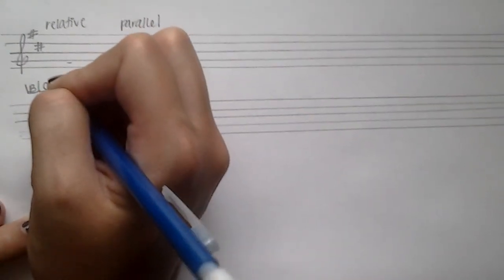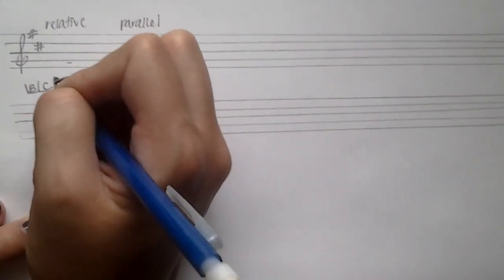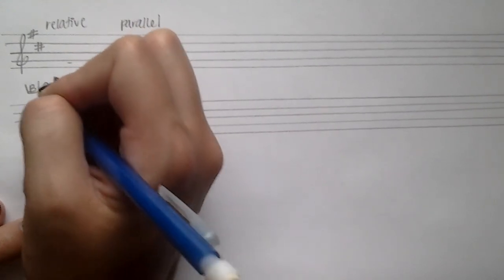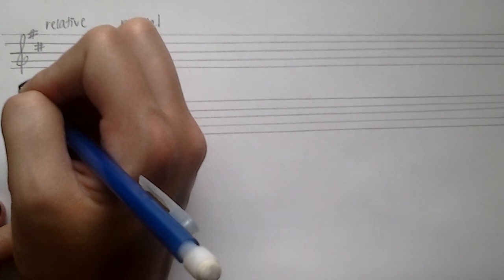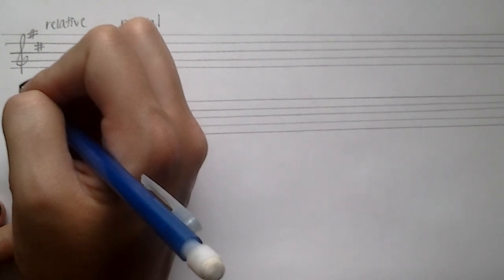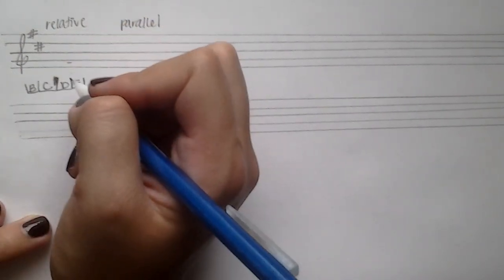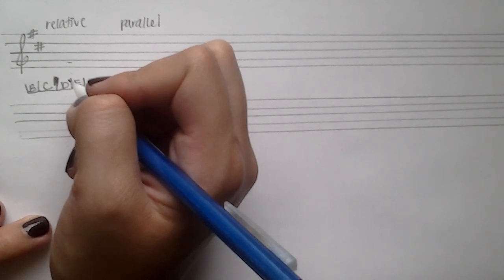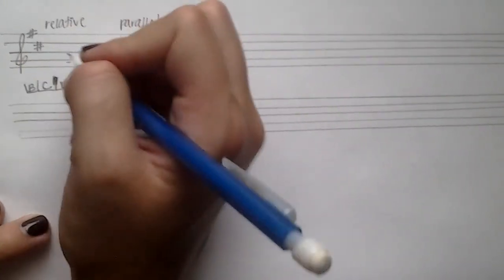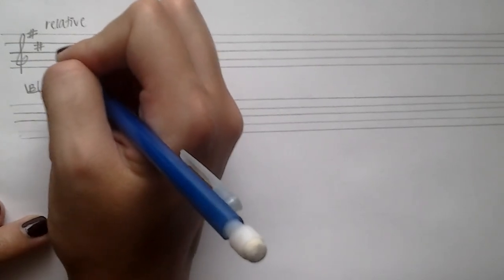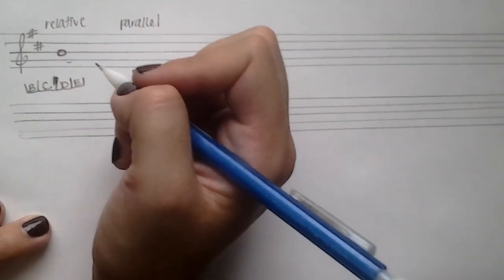So starting on D, we go down 3 half steps, 1, 2, 3, and we land on B. So the relative minor of D major would be B minor, and so we have the key signature, and all we do is start on B instead of D.